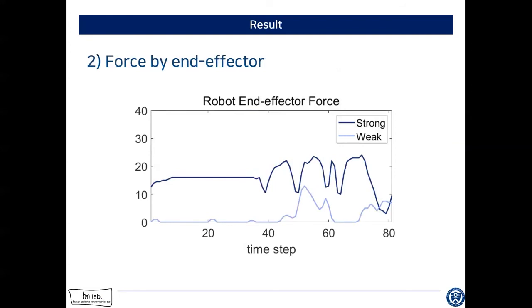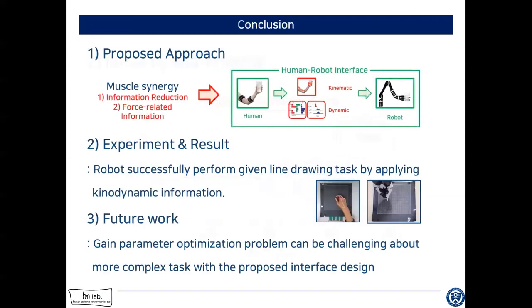This plot shows two forces which were reproduced by the robot end effector according to the force generated by the human operator. As shown in the plot, two distinct magnitudes of forces could be successfully transferred and reproduced by the robot end effector. The feasibility of our proposed approach is well verified by these two comparison result figures.